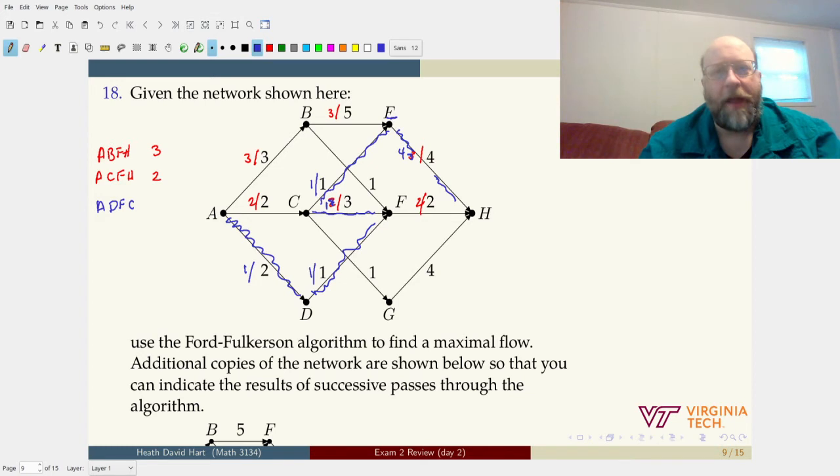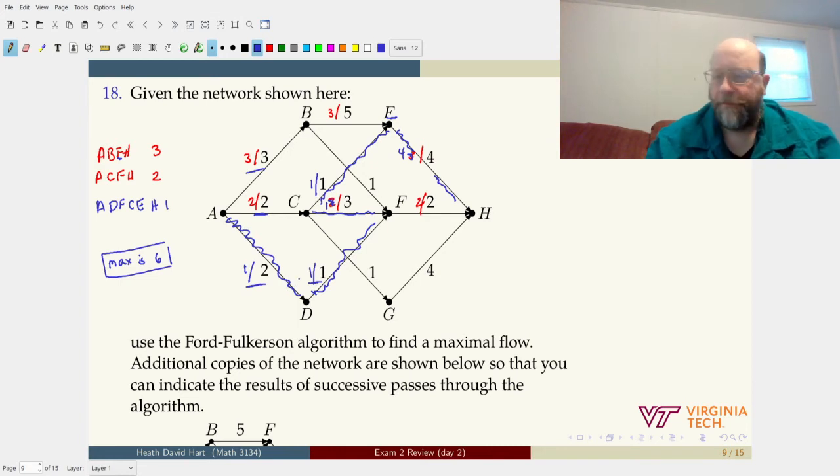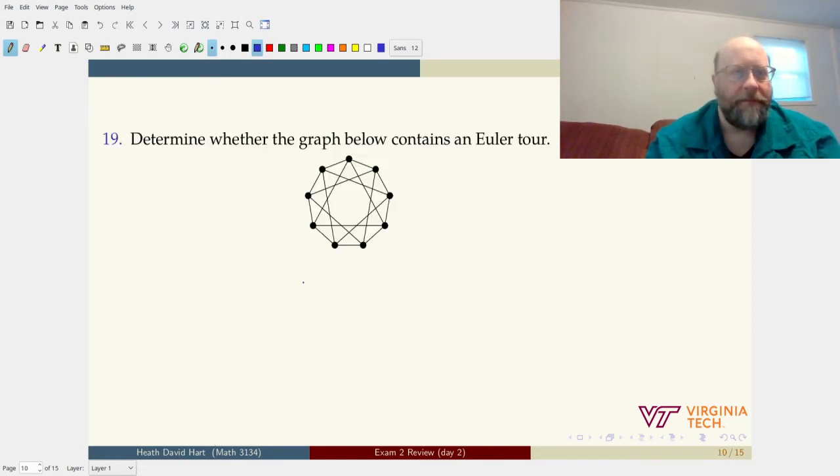It bugs me that both of these are F's, so I'm going to make this an E, and that'll be an E, and that'll be an E, and then an H. And we got 1 more that way. But at this point, we really are stuck, because if I tried to send 1 more unit out from A, it would have to go down to D, because this edge is full and this edge is full. This is the only edge that's not full. But from D, it can't go anywhere because this edge really truly is full. And so we're at maximum capacity. Max capacity is 6. All right. That's tricky. Let's move on.